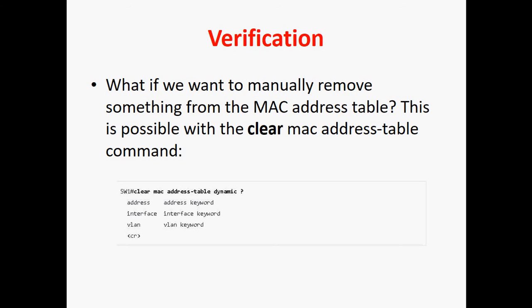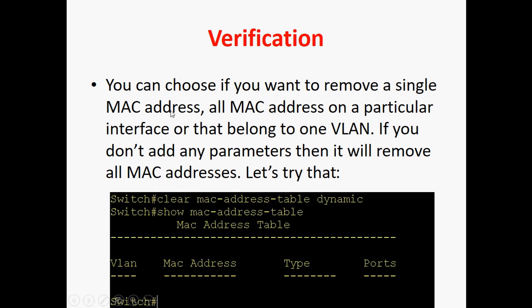If you want a particular VLAN, then you have to give vlan and the VLAN number. If you don't give any option, you can just give clear mac-address-table, which means it will clear all the MAC addresses. That is what I am saying here: you can choose to remove a single MAC address, all MAC addresses on a particular interface, or those that belong to one VLAN. If you don't add any parameter, it will remove all the MAC addresses. Here we can see clear mac-address-table dynamic. Then again I am giving show mac-address-table, and the MAC addresses are cleared.